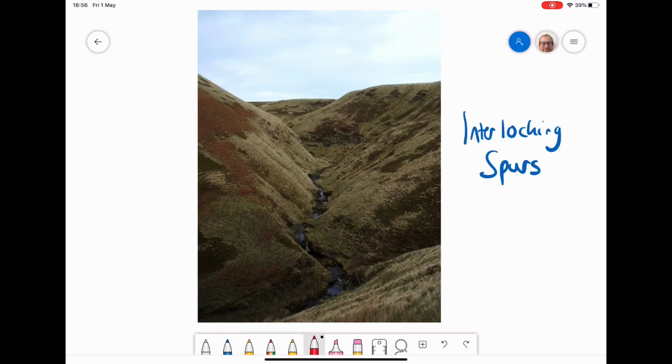The next landform we need to talk about in the upper course is called interlocking spurs. What the river is trying to do in the upper course is find the easiest path because it doesn't have a lot of energy to erode laterally. So every time it comes across a hard bit of rock, like I've scribbled on here, the river will go round it and erode round it to find the softer rock either side.